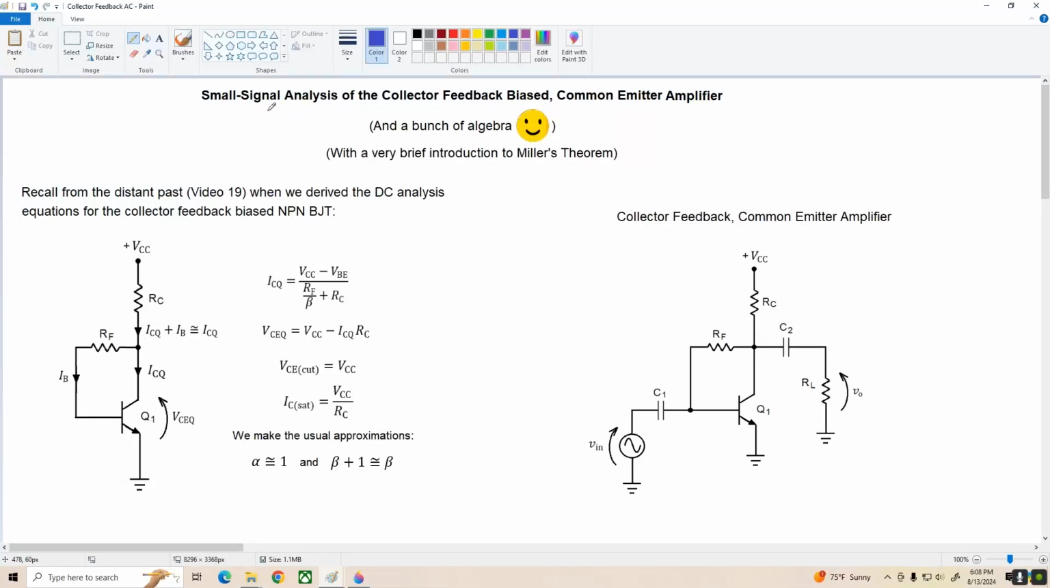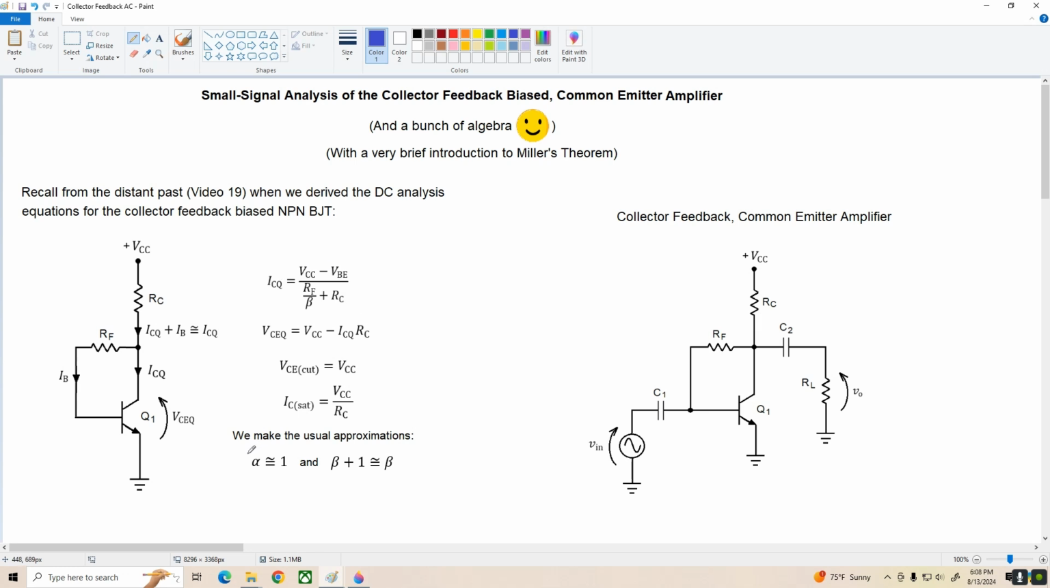Today we're going to do a small signal analysis of the collector feedback biased common emitter amplifier. We looked at this circuit way back in video 19, and at that time we weren't quite ready to do a full-blown small signal AC analysis, so we just derived the biasing equations. The circuit is shown here and the equations we derived are over here.